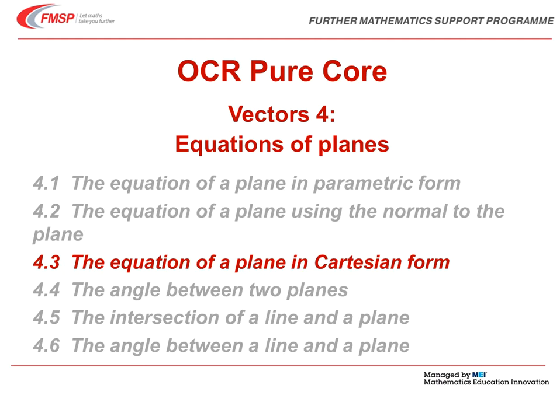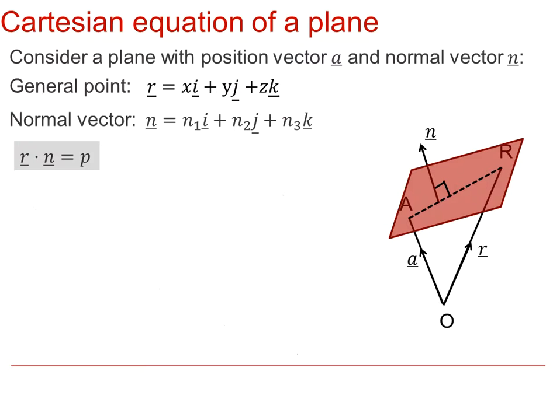Hello, this is the third video of the 4-vector series for OCR Pure Core Further Mathematics, and the title is The Equation of a Plane in Cartesian Form. We have already seen in a previous video that a plane can be defined by a given point and a normal vector.